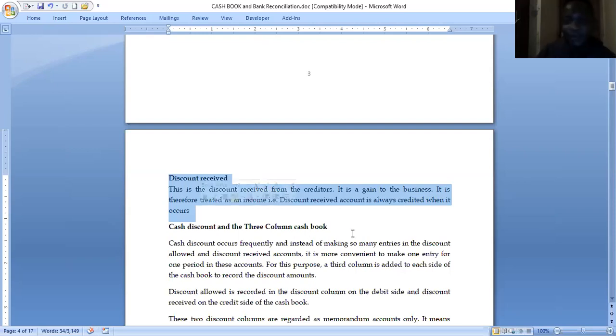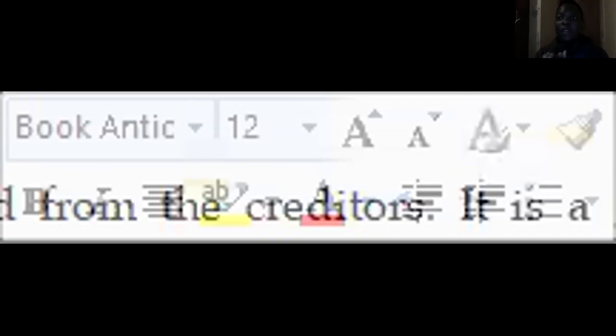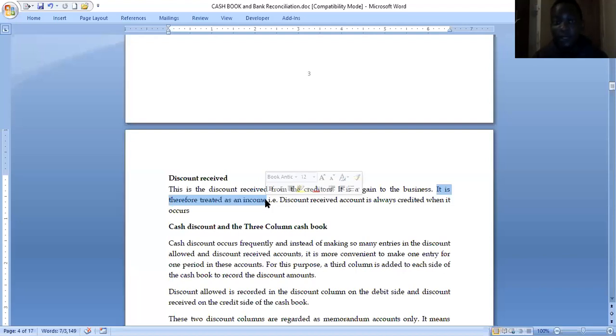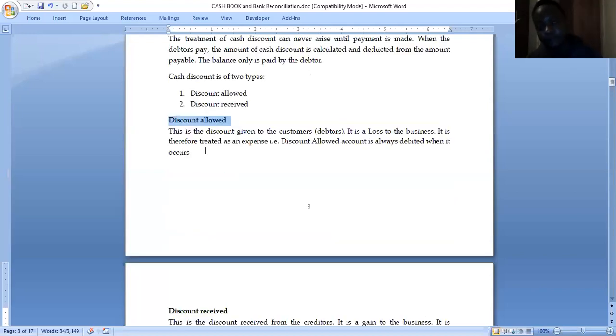It is treated as a gain to the business, and a gain is the same as a revenue. So it is therefore treated as a revenue. It is a gain to us. So therefore, revenues should always be credited whenever they are realized. So discount received will be credited and discount allowed will be debited.